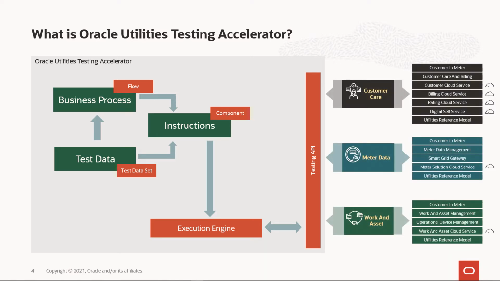The Oracle Utilities Testing Accelerator supports a range of Oracle Utilities products in the portfolio, including cloud services and on-premise versions. These are all supported via content packs, which include the testing API and assets within Oracle Utilities Testing Accelerator itself. The execution engine then generates test results, which includes all the payloads as well as the metrics and performance information related. So let's talk about use cases and how people use the product.